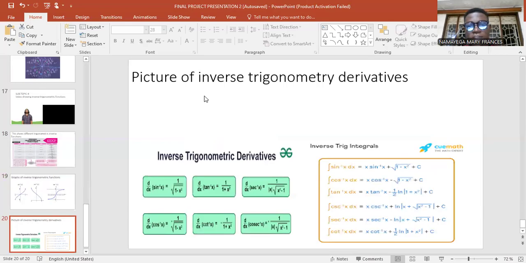Then we have the picture of the inverse trigonometric derivatives. So these are the inverse derivatives, because when I have the basic ratios, we saw that they have derivatives, and the inverses also have derivatives. So in this case, this picture gives a clear view and gives all the details of the inverse functions.